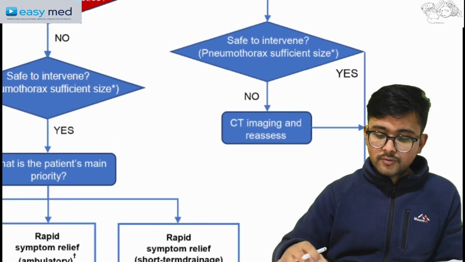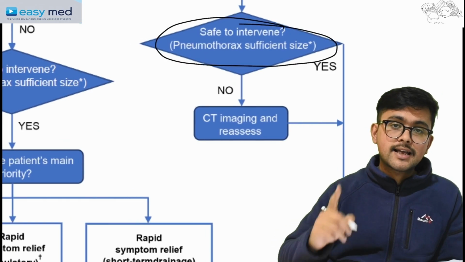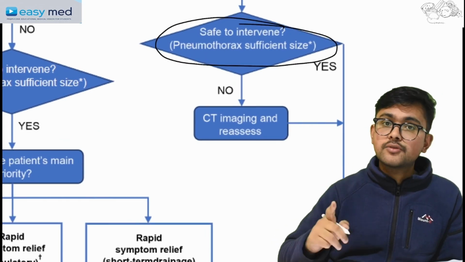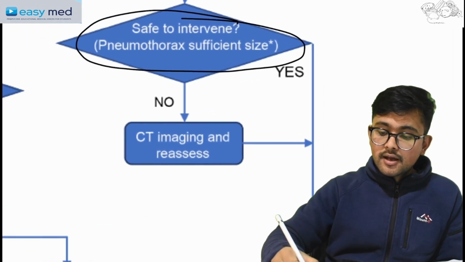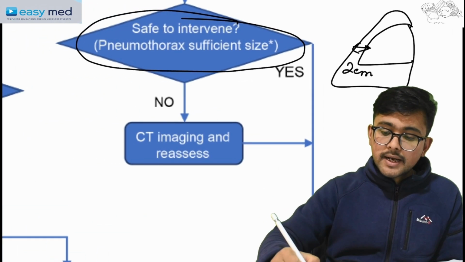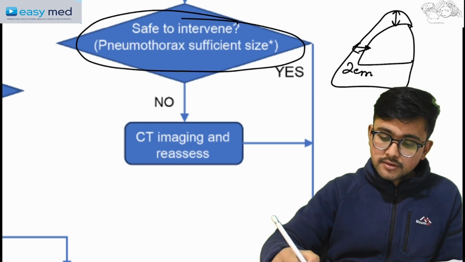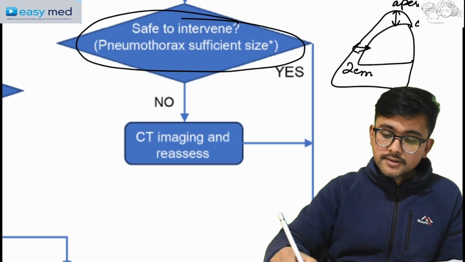But before that, what the guidelines say is to check if the size of the pneumothorax allows you to intervene. So what does this mean? Is the size of the pneumothorax more than 2 centimeters? And mind you, the American Thoracic Society guidelines mention something known as the apex to cupula distance.